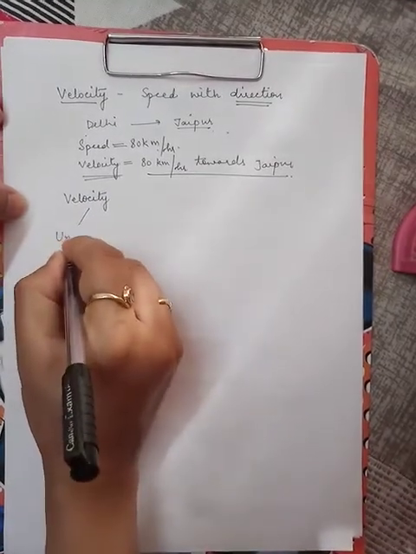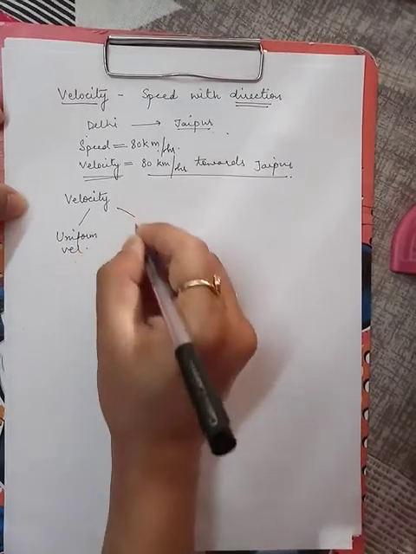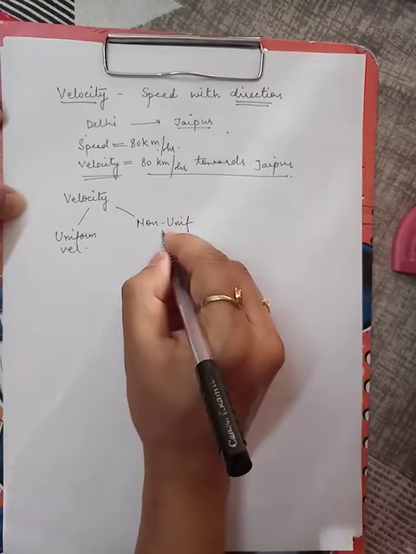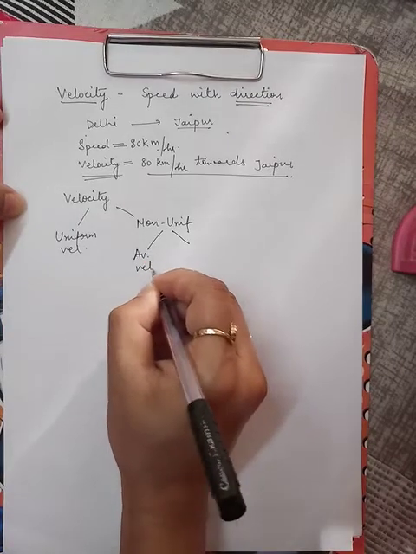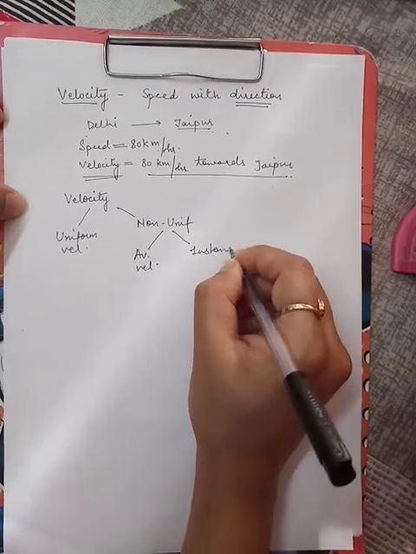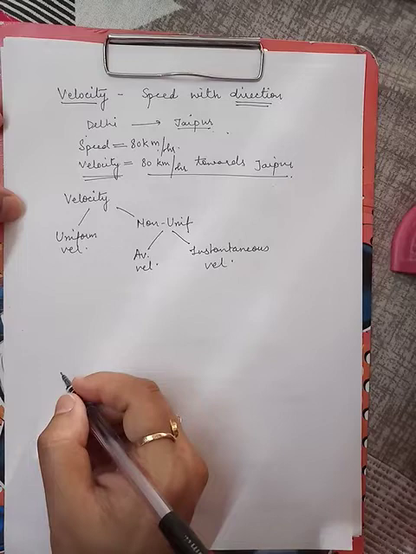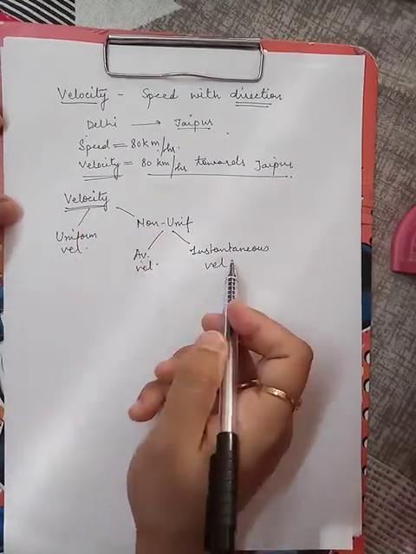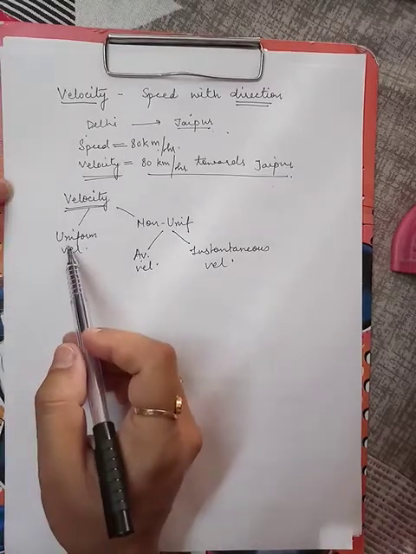One is uniform velocity, and another is non-uniform velocity. In the case of non-uniform velocity, again we have average velocity and instantaneous velocity, right? Similar to the speed types, we have these 4 types. In a similar manner, we can understand this.